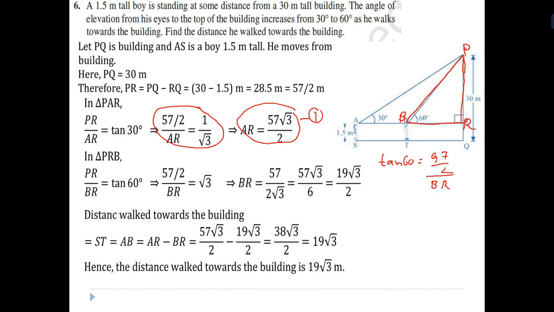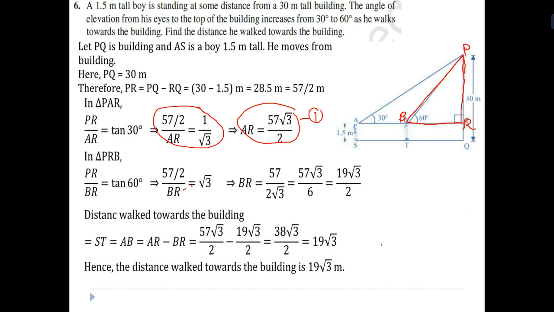So tan 60 value is root 3. So root 3 is equal to 57 by 2 upon BR. If you do the cross multiplication, we can get 57 by 2 root 3. How do we get this again? Again I may explain. BR must be multiplied with 2. That is why.